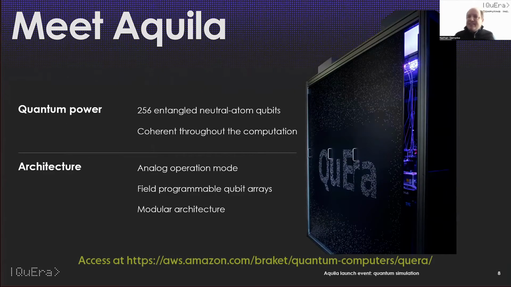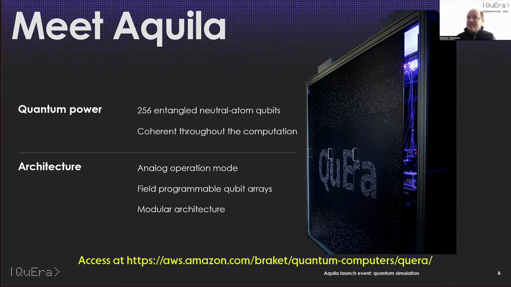Okay, so Aquila itself, what does it look like? Well, here's a picture. Actually, this is physically what it looks like. This is an actual picture of the device. This is a very powerful quantum processor. You can access 256 entangled neutral atom qubits through this machine. You can keep them coherent through computations.